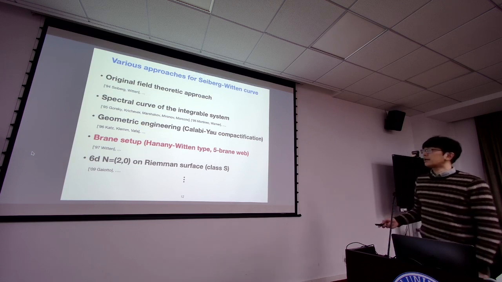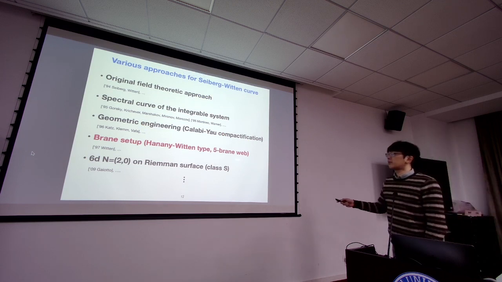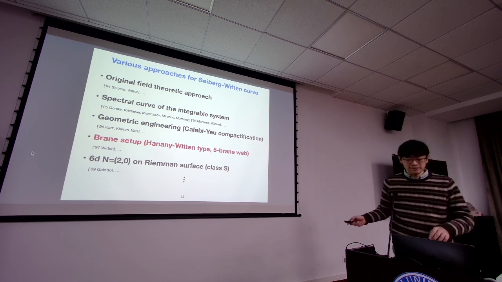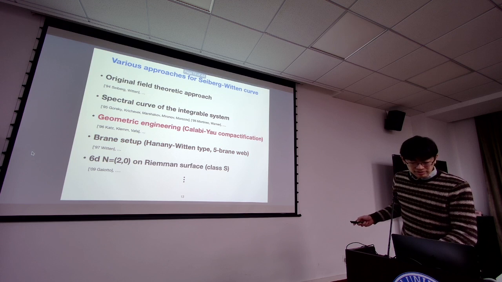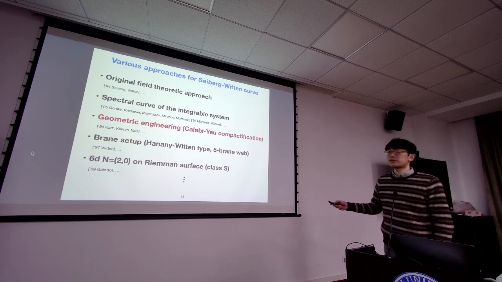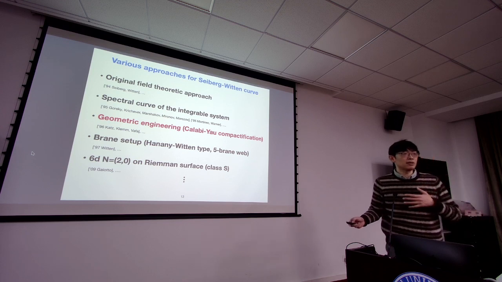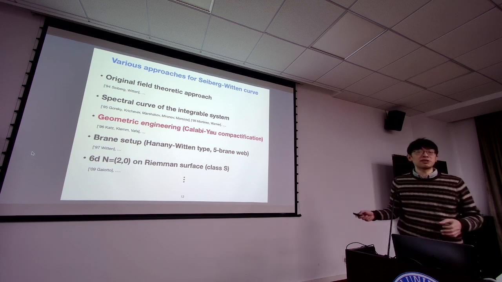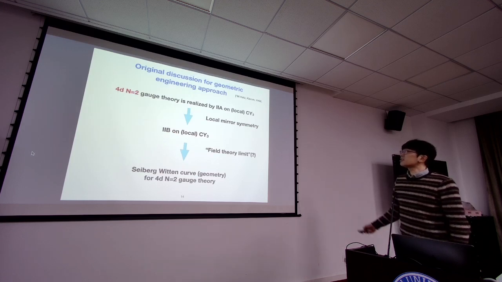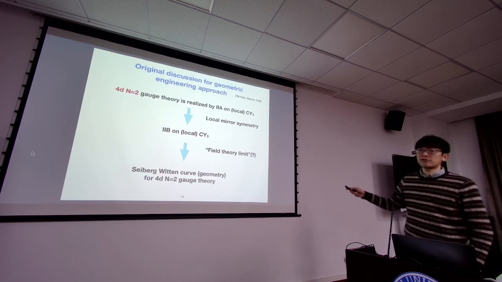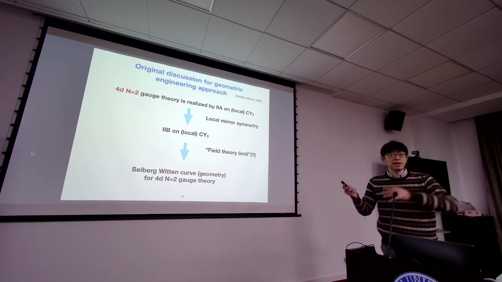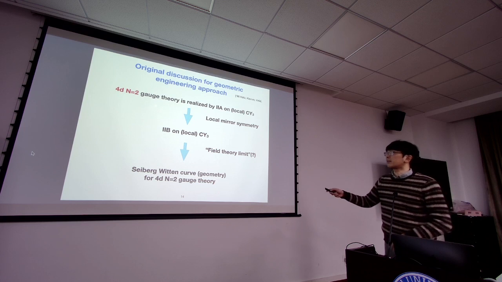Now I explain the brane setup approach to the 5D Seiberg-Witten curve for 5D gauge theory. Although this is not the main topic of this talk, I also would like to mention the geometric engineering approach in order to explain one of the motivations of my work. The original discussion for geometric engineering approach, like obtaining the Seiberg-Witten curve based on Calabi-Yau compactification, is like this.